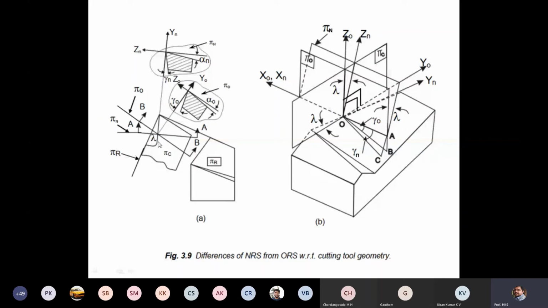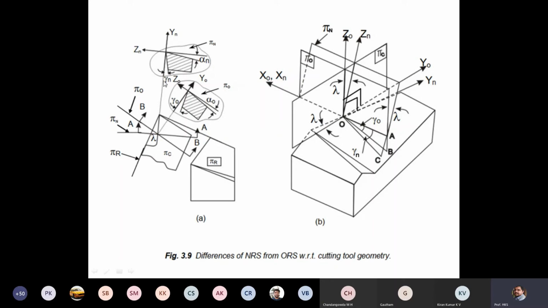So this is in the case of the orthogonal rake system. Whereas if you take a section along A and A, since you are going to tilt this plane by lambda in order to get the normal plane, we are taking a section like this, A and A. If you take the section along this cutting plane A and A, you will get this sectional view, and this is along the normal plane. This line represents the normal plane in the top view. On the normal plane, if you take a section, you are able to visualize the normal rake angle, and you are able to visualize the clearance angle, that is the normal clearance angle.